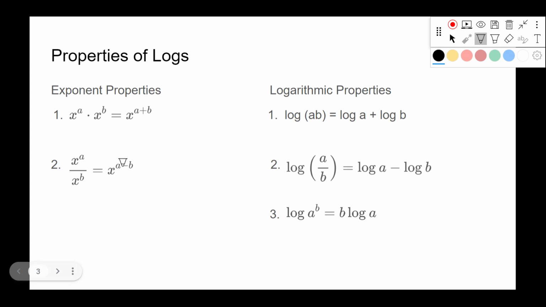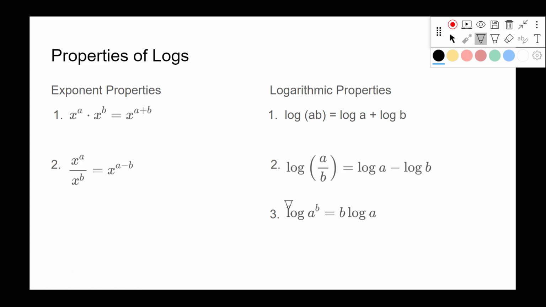Well, the log properties have similar rules to the exponent properties. If I ask you to take the log of a times b in the argument, I can split the logs apart and write it as the log of a plus the log of b. If I ask you to take the log of a and divide by b, a divided by b in the same argument, then I can split them apart and write the log of a minus the log of b, just the same way that I could with this property here.